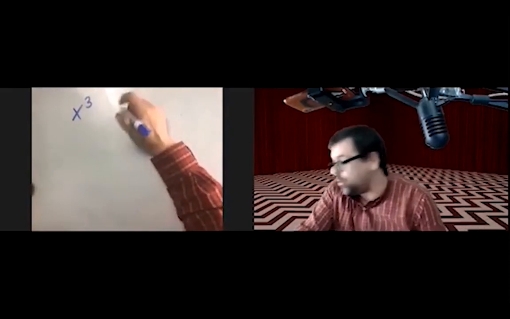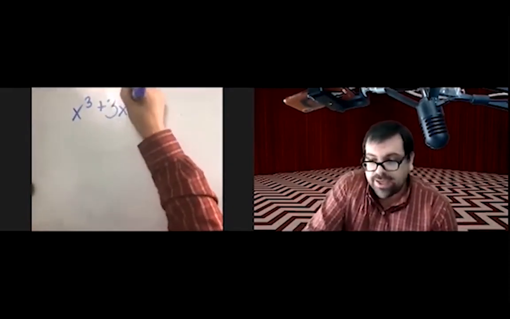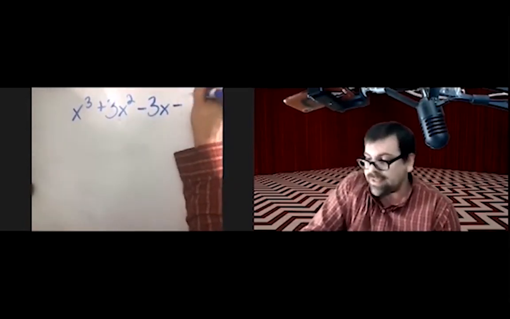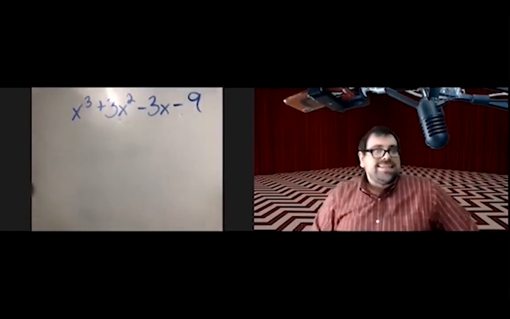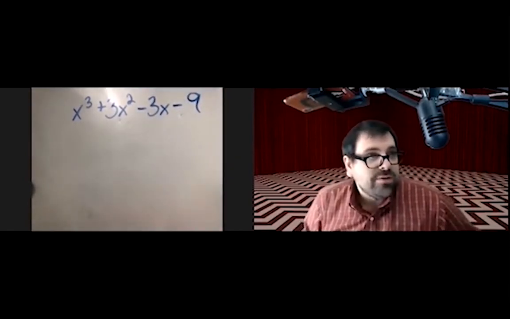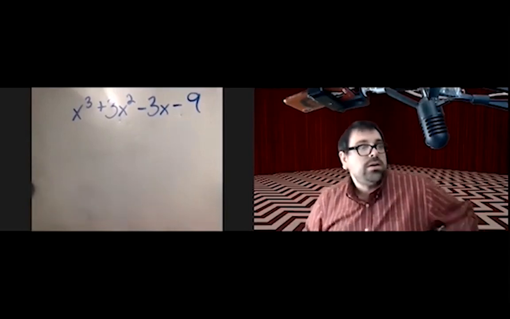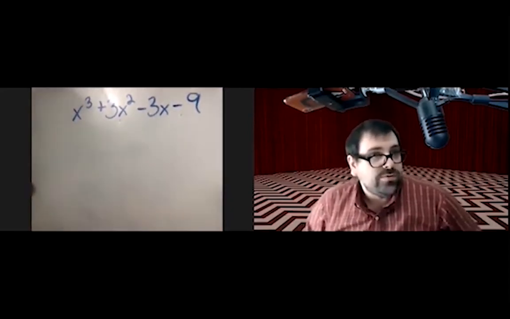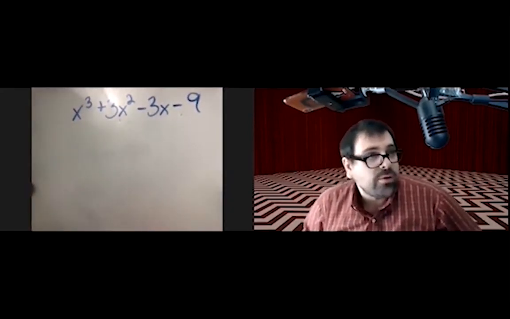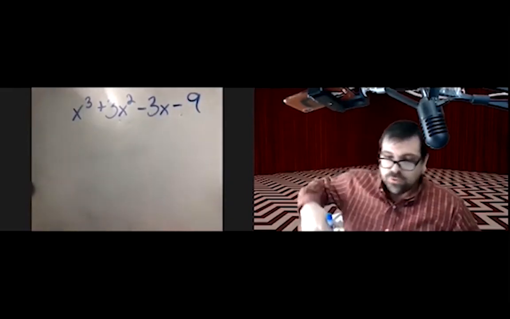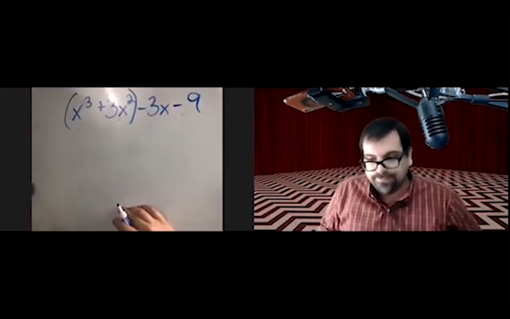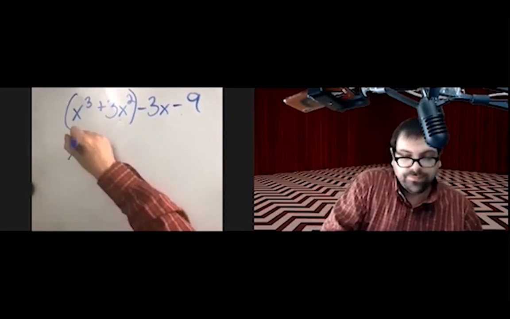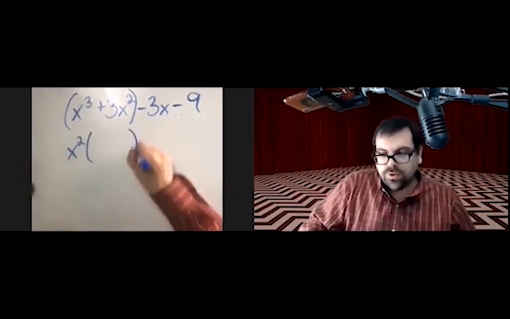Let's take a look at x cubed plus 3x squared minus 3x minus 9. There does not exist a greatest common factor of all 4 terms to take out. This one doesn't have any coefficients. That one doesn't have any x's. So we are forced to turn to factoring by grouping. Group the first 2 terms. What can we take out? X squared. What are we left with?